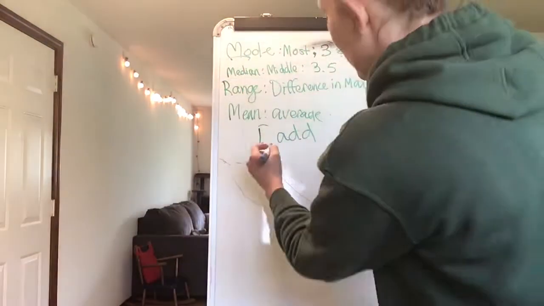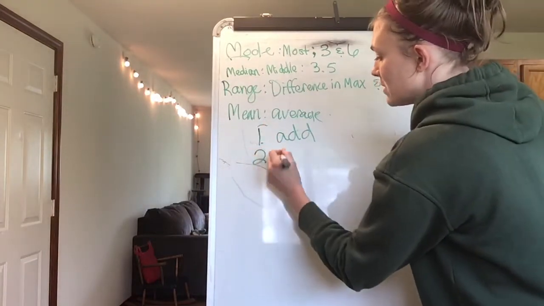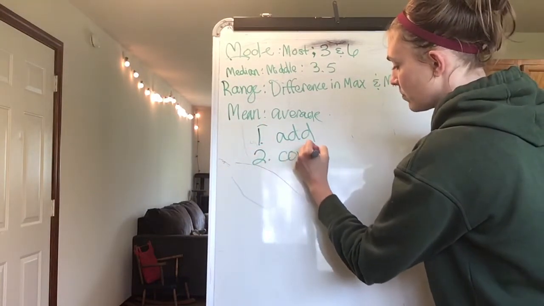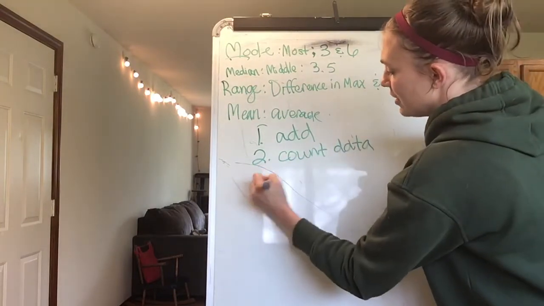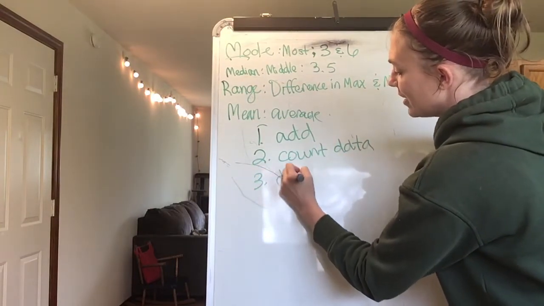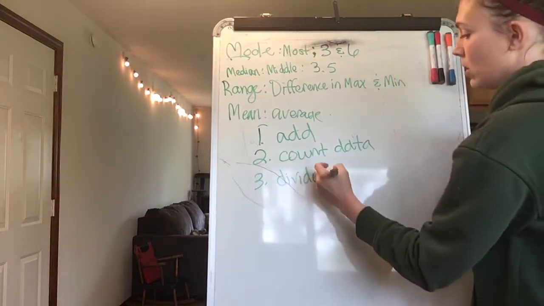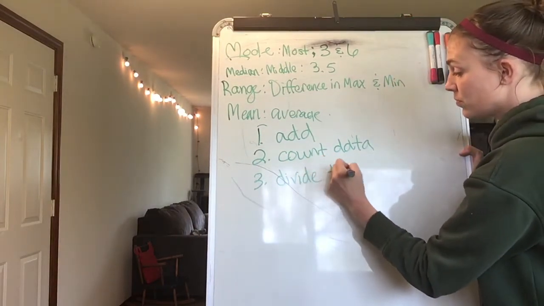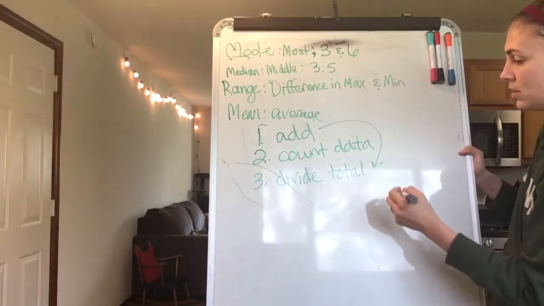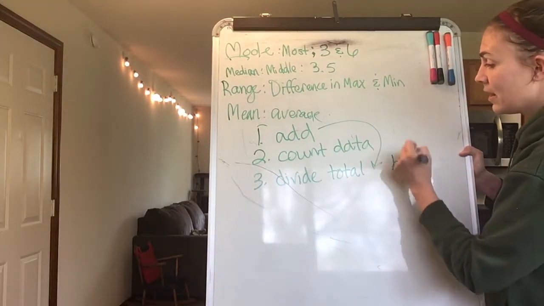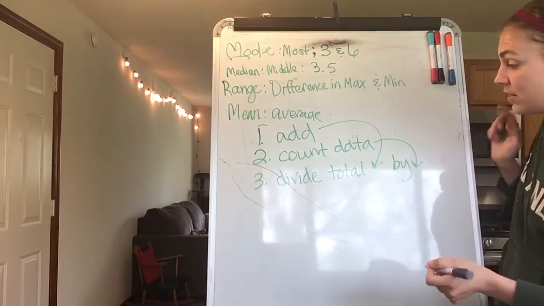Okay, step 1. You need to add all of your pieces together. Step 2. Count your pieces of data. And 3, you are going to divide the total from up here by the number in the data.